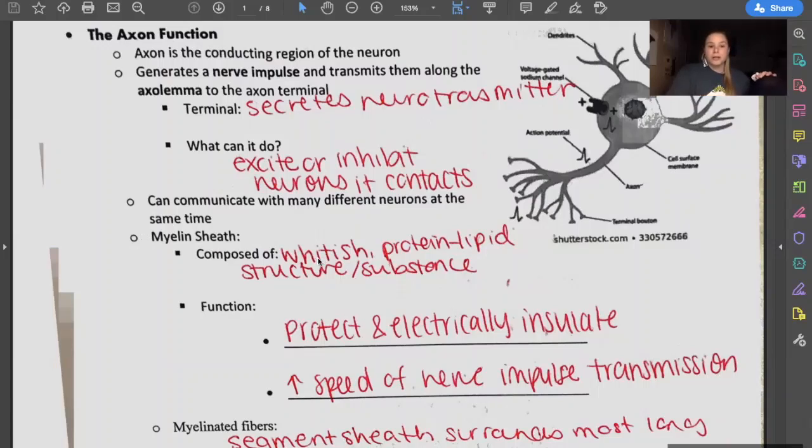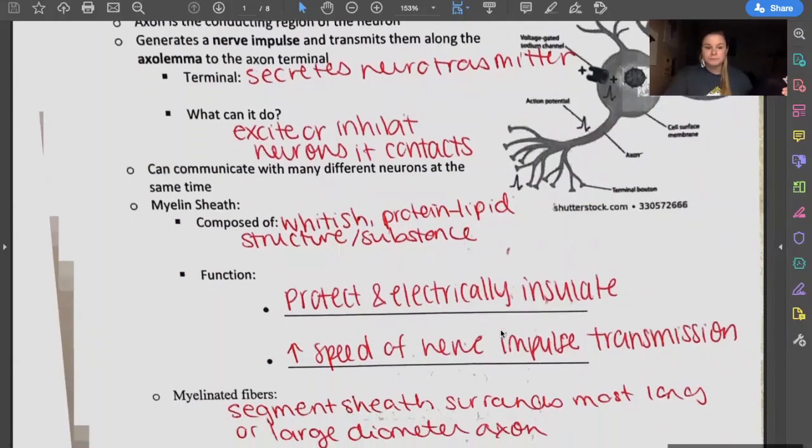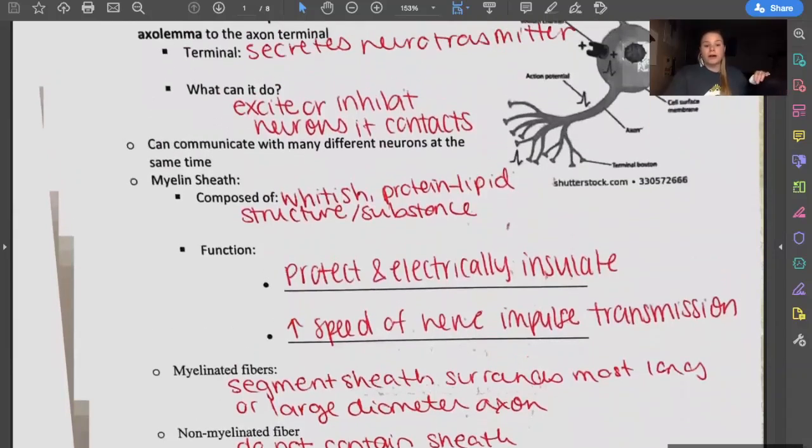So it's composed of a myelin sheath, which protects and increases the speed of transmission, right? Remember that in your nervous system, that's our fast acting response system, and so we want to make sure that we're doing it fast. We want to make sure we're getting the message, so it's insulated and it's going to get there quickly, okay? So there are fibers that are myelinated and there are fibers that are non-myelinated.